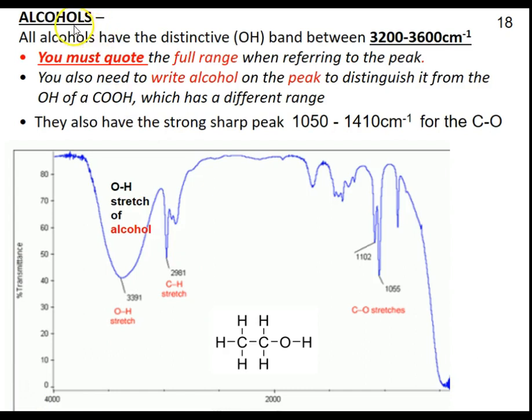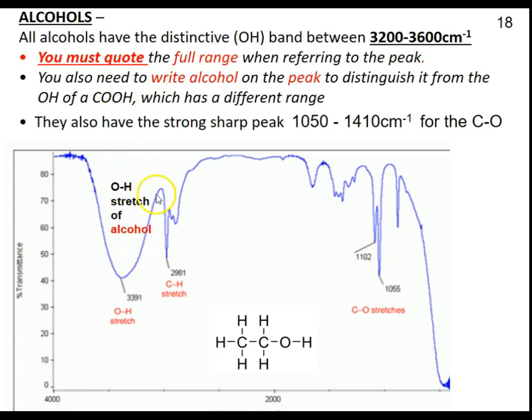Okay, so now we'll look at our functional groups. We've got alcohols. All alcohols have a distinct hydroxyl band. This is a band of wave numbers between 3,200 and 3,600 centimeters to the -1. The scale down here is not really very clear, but it's between 3,200 and 3,600. So this broad, strong peak is due to the hydroxyl group. You must quote the full range when referring to the peak.